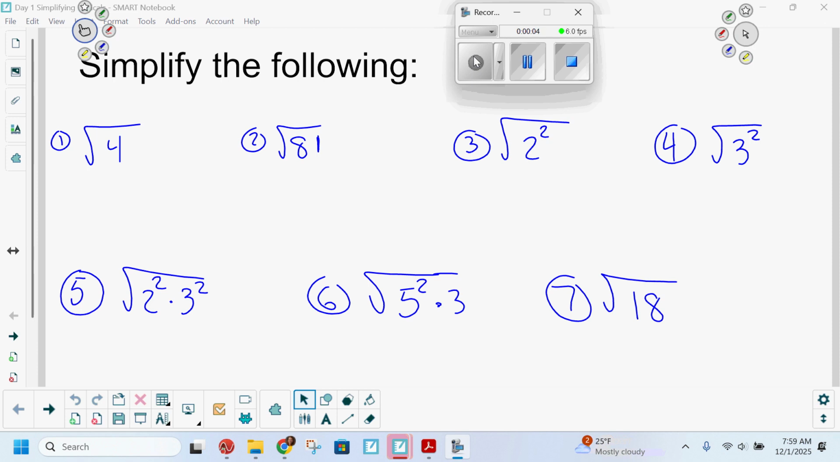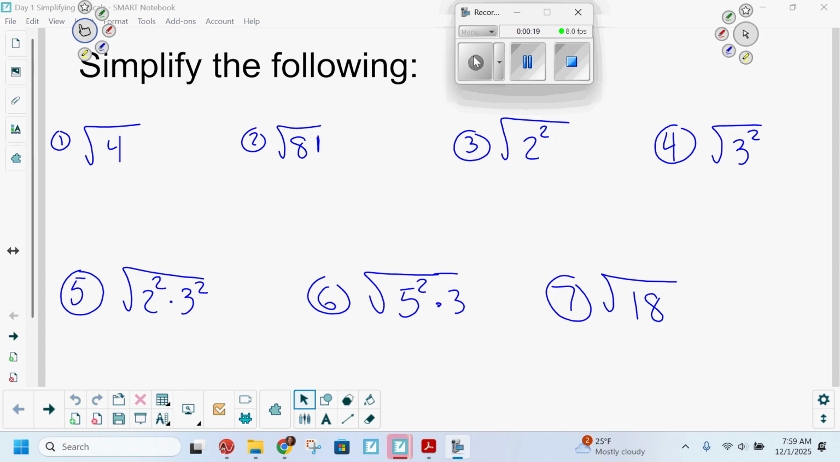Good morning, everyone. So what I want you to start by doing is to simplify these square roots that you see on the screen with a partner. So go ahead and pause the video and simplify these on the back of your packet.